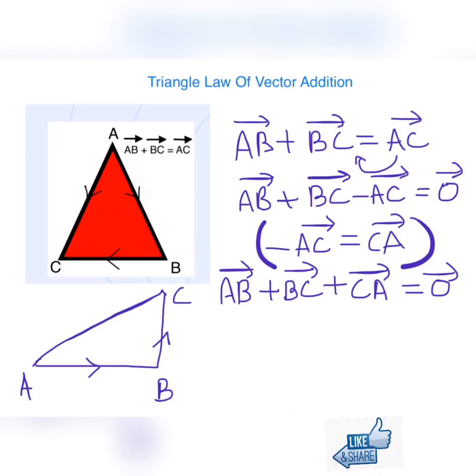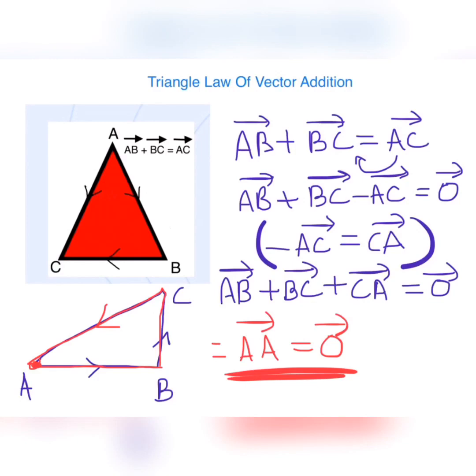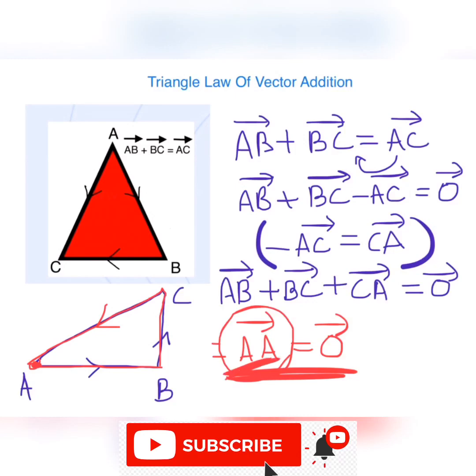That is, if we displace from point A to point B, from point B to point C, and from point C to point A, we reach the same initial point, that is, we get vector AA as the resultant, which is equal to the zero vector. Hence, when the sides of a triangle are taken in order, it leads to a zero resultant, as the initial point and the terminal point coincide. This is an important thing to be noted in the triangle law of vector addition.